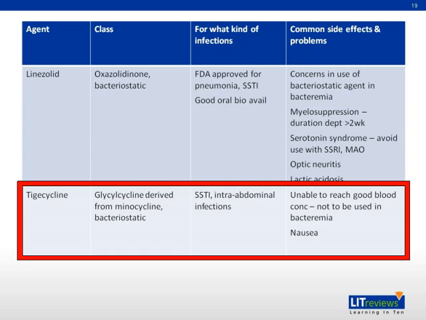Tigecycline is another bacteriostatic agent that is active against MRSA, VRE, and VRSA. It is used for skin and soft tissue infections and intra-abdominal infections. However, the main problem with tigecycline would probably be the problem of reaching adequate blood concentrations of the antibiotic. It is unable to reach them, and hence it is not used for bacteremia. And patients usually complain of severe nausea and vomiting with the use of tigecycline.